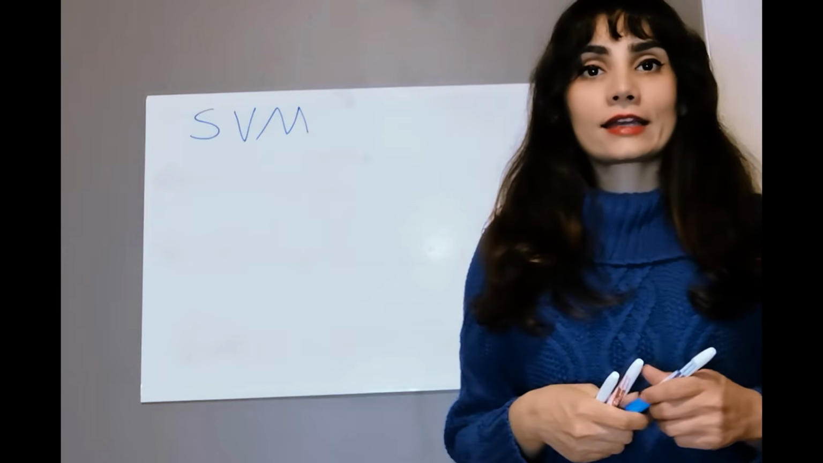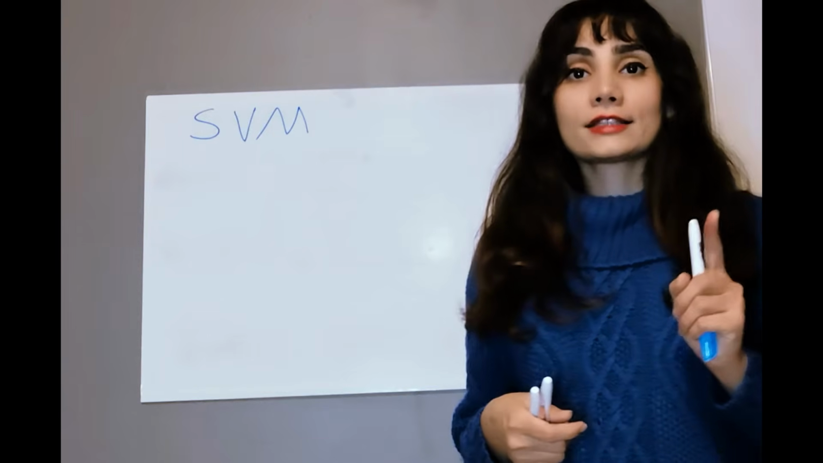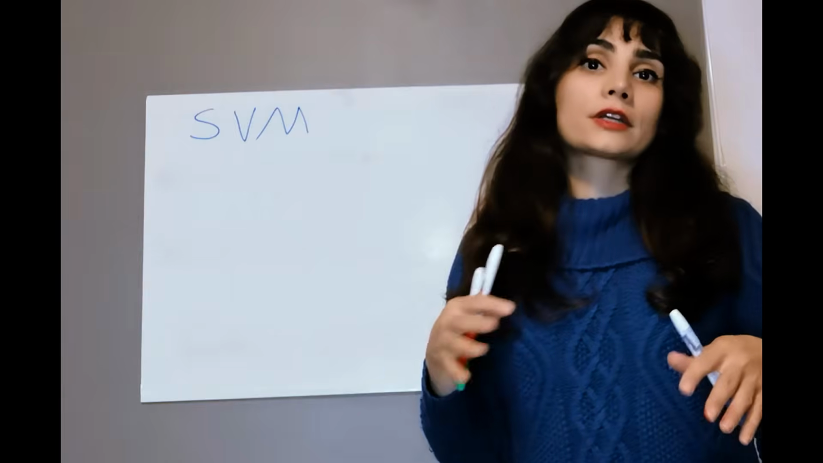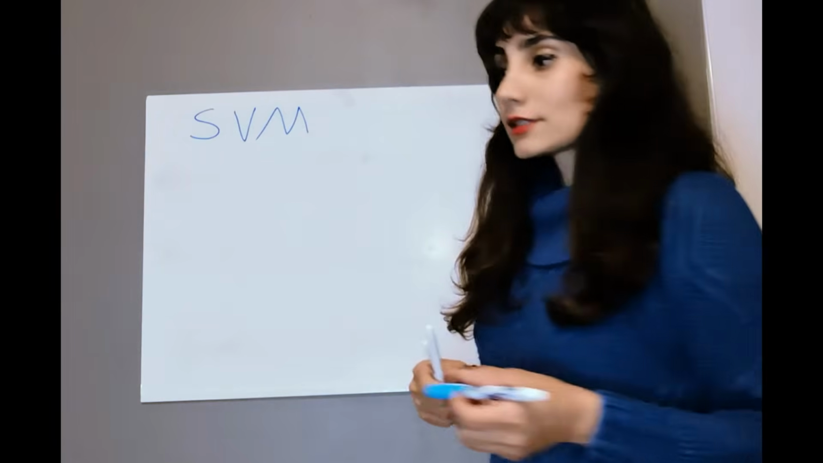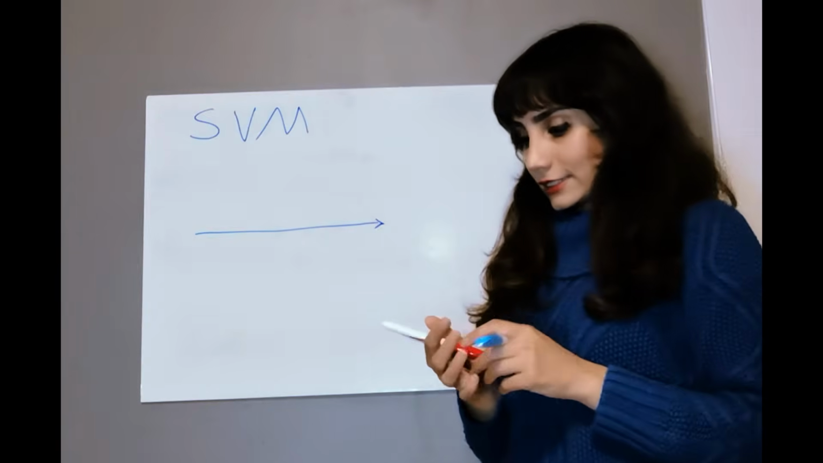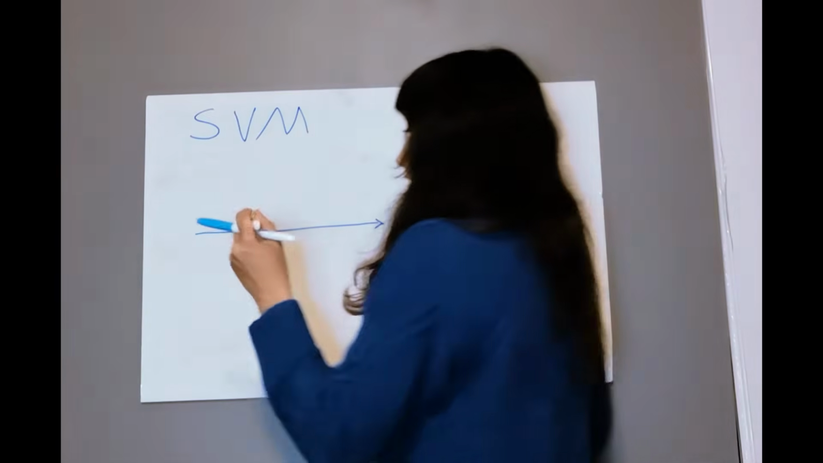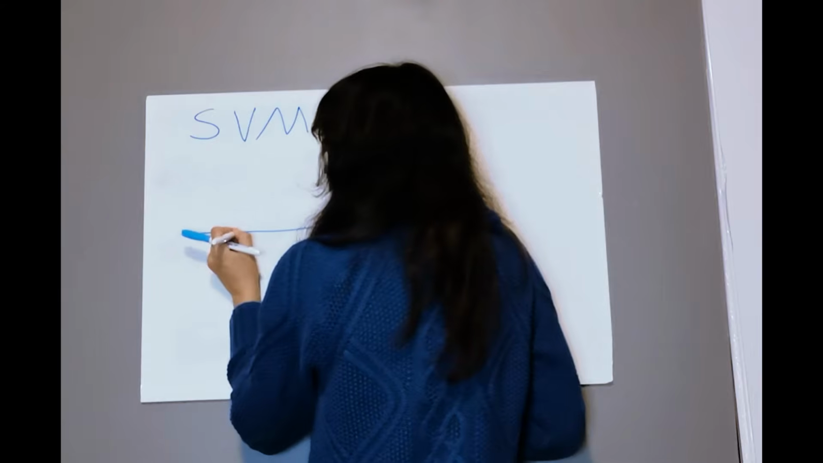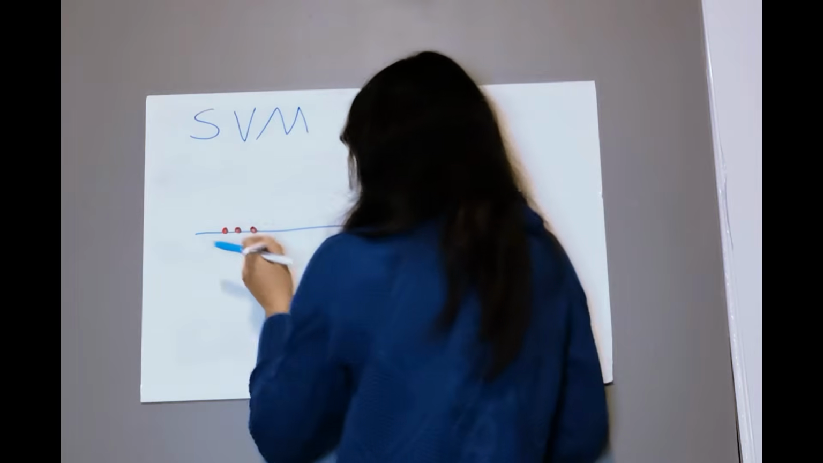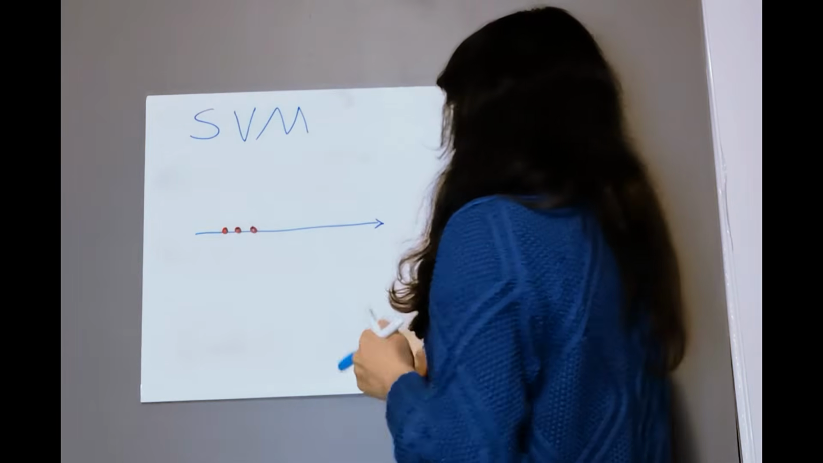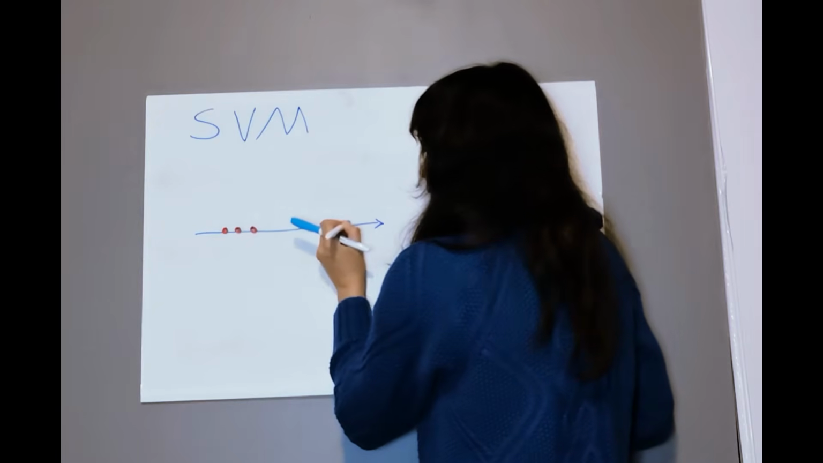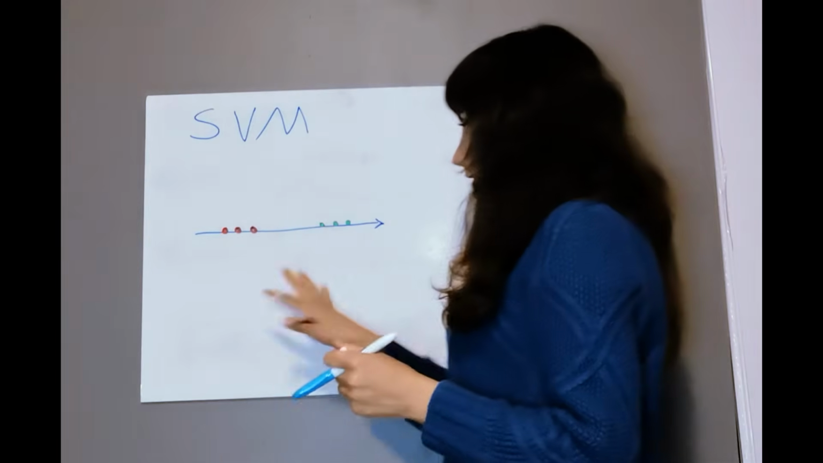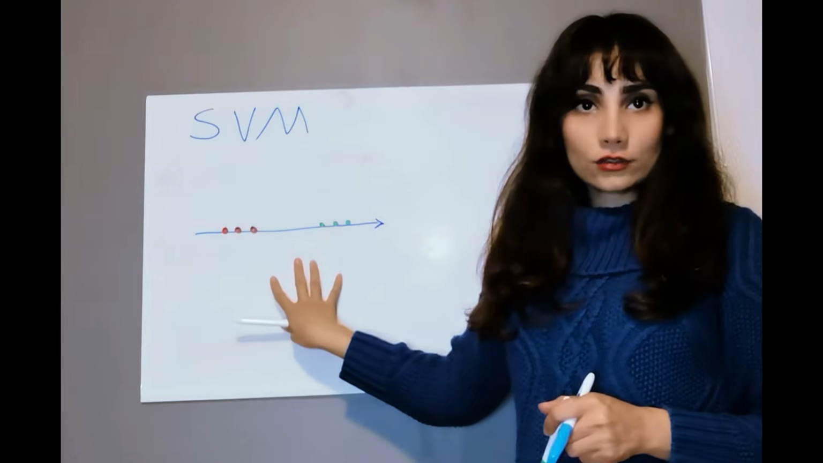So first let's look at SVM in one dimension, and then step by step we're going to go forward and see how it looks in other dimensions. I have a one dimensional data set, and I have red data points here and green data points here. So this is very easy. This is very easy to separate.